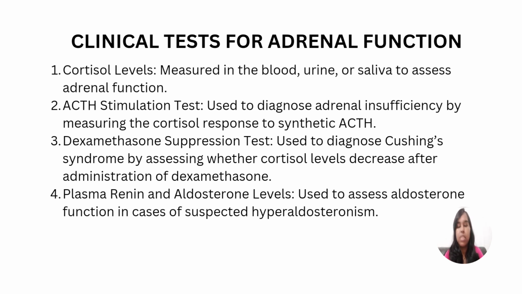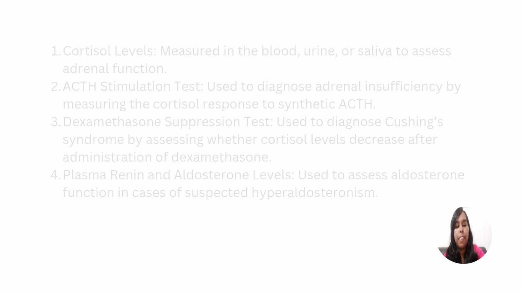Clinical tests for the adrenal function. First is the cortisol level, which is measured in the blood, urine, or saliva to assess the adrenal function. Second is the ACTH stimulation test, used to diagnose adrenal insufficiency by measuring the cortisol response to synthetic ACTH. Dexamethasone suppression test is used to diagnose Cushing syndrome by assessing whether the cortisol level decreases after administration of dexamethasone. Plasma renin and aldosterone levels are used to assess the aldosterone function in case of suspected hypoaldosteronism.